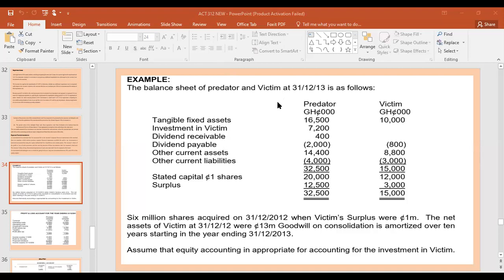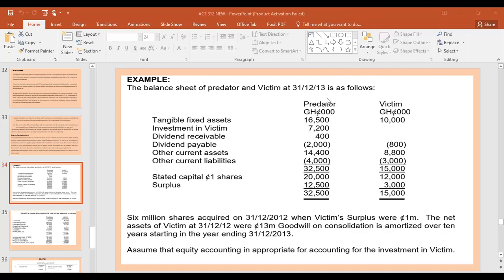Then under the balance sheet, you have tangible fixed assets, 16,500. This time you add the two. I am still emphasizing, under accounting for associates, you don't add the two. Then write investment in victim. I was explaining how to calculate the investment here. To find the investment, you add the capital of victim and surplus of victim.